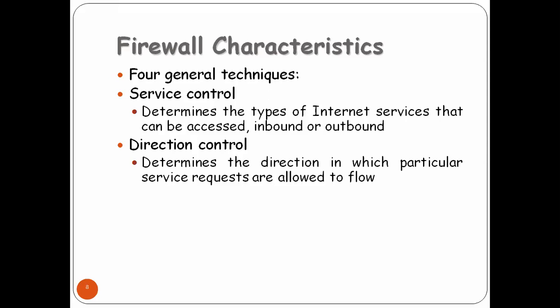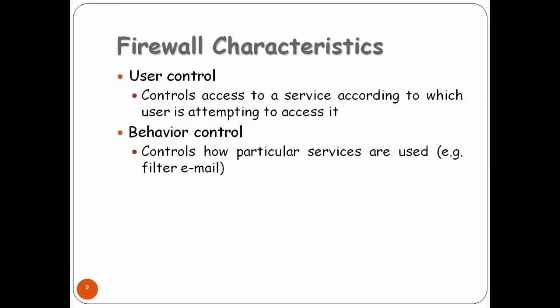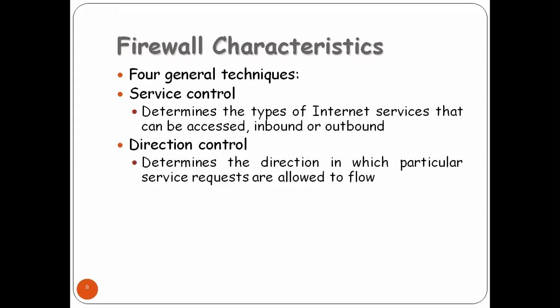So four general techniques are service control, direction control, user control, and behavior control. One is service control. It determines the types of internet service that can be accessed inbound or outbound. So how are we going to control the internet services that are accessed inbound or outbound?